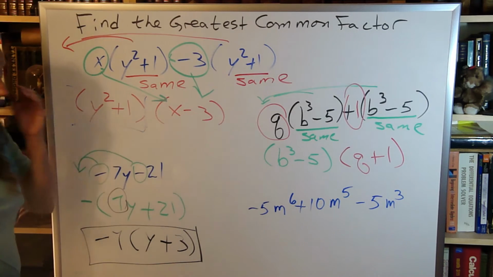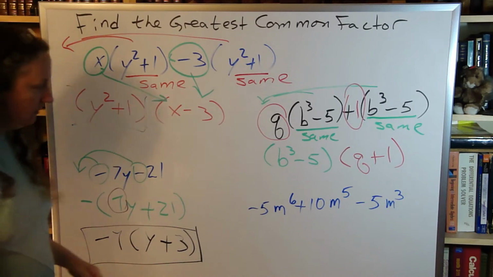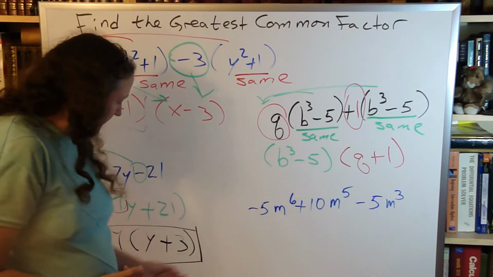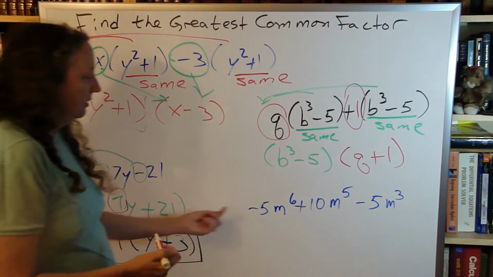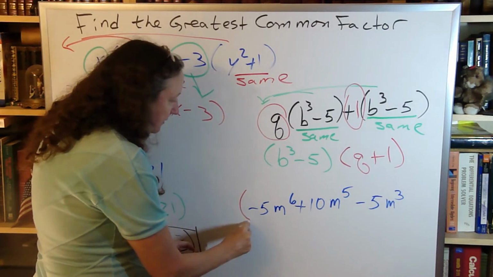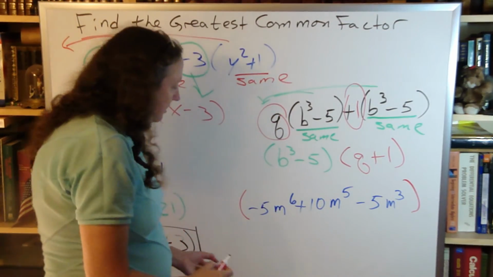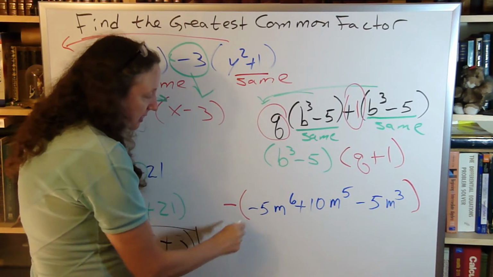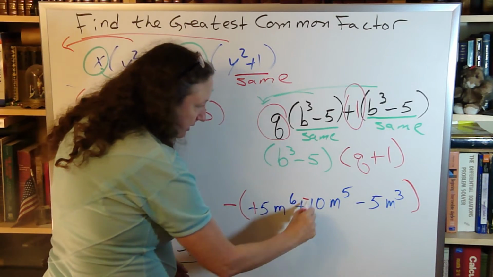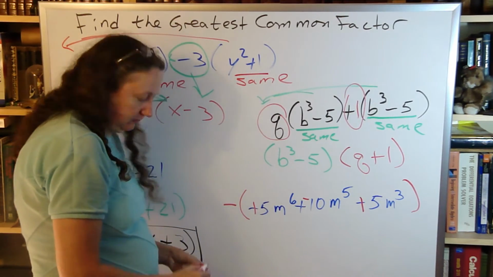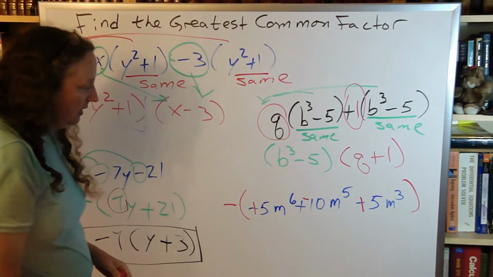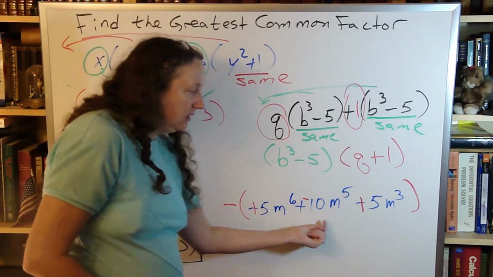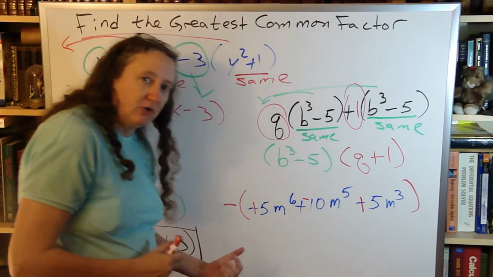Going over to our last problem on this screen, we want to start by factoring out a negative. So I'm going to change all of my signs here. And I'm going to do a little shortcut. Rather than rewriting the whole thing, I'm going to put my negative out front, and I'm going to make everything inside the opposite sign. Now I'm going to look at my number parts. 5, 10, 5. I can factor out a 5.